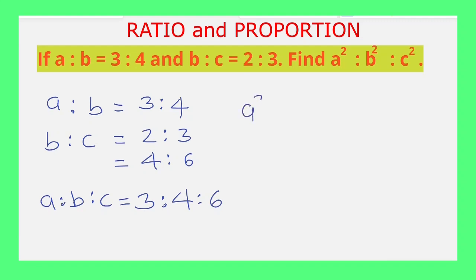Thus A square ratio B square ratio C square is equal to square of 3 is 9, square of 4 is 16 and square of 6 is 36. Thus our answer is A square ratio B square ratio C square equal to 9 ratio 16 ratio 36. I hope you have understood the solution of the question. We go to the next question.